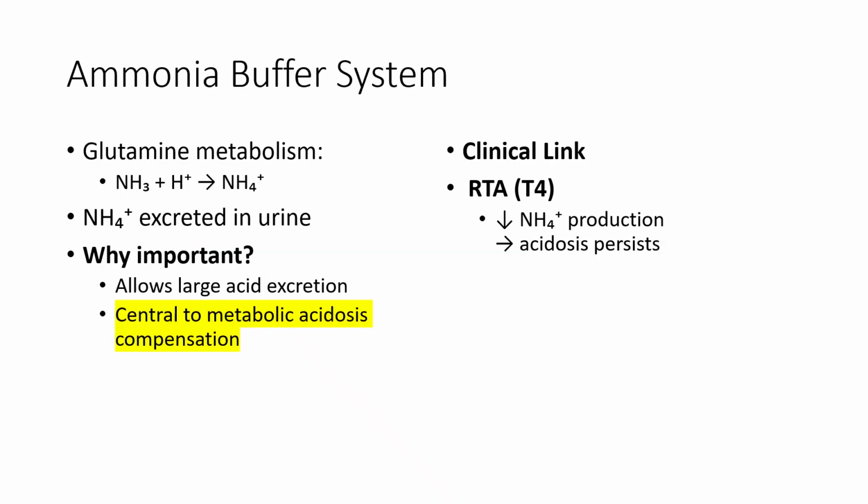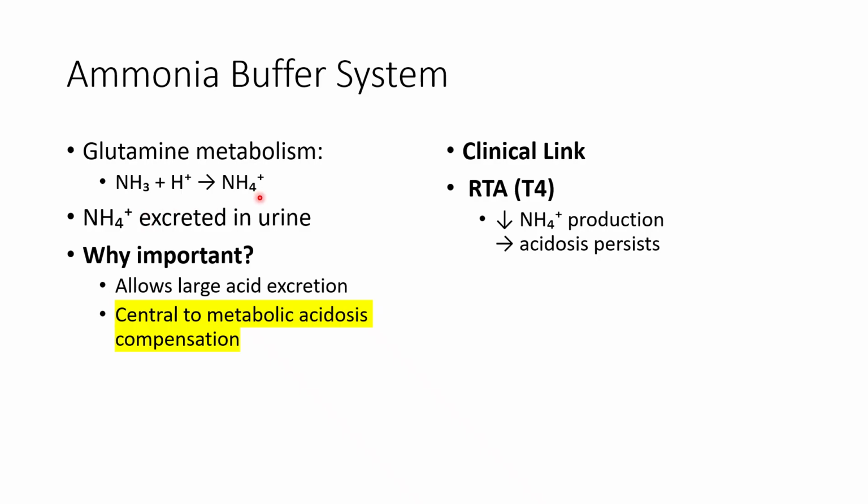Now, one important buffer system is the ammonia buffer system. Basically, in the PCT, there is glutamine metabolism and there is formation of ammonia. Now, this ammonia combines with H+ and gets converted into NH4+. This is a very major buffer that helps in excretion of H+ ion, proton, acid, and it allows a very large amount of H+ to be excreted. It is central to compensation of metabolic acidosis, where the kidney tries to excrete as much H+ as possible.